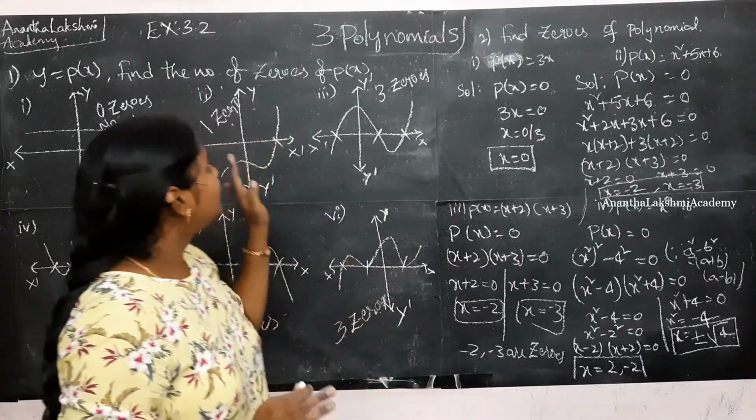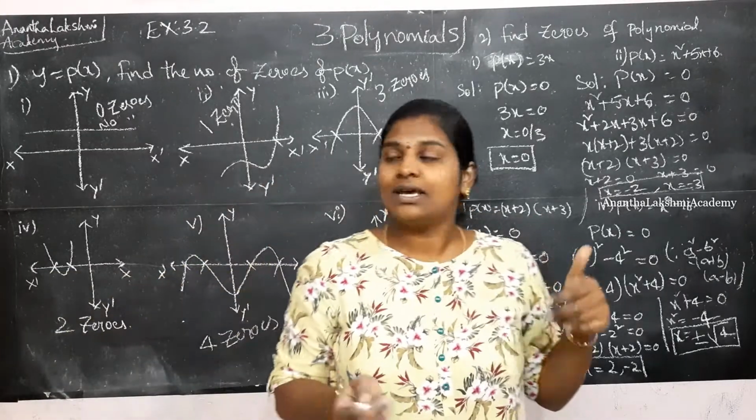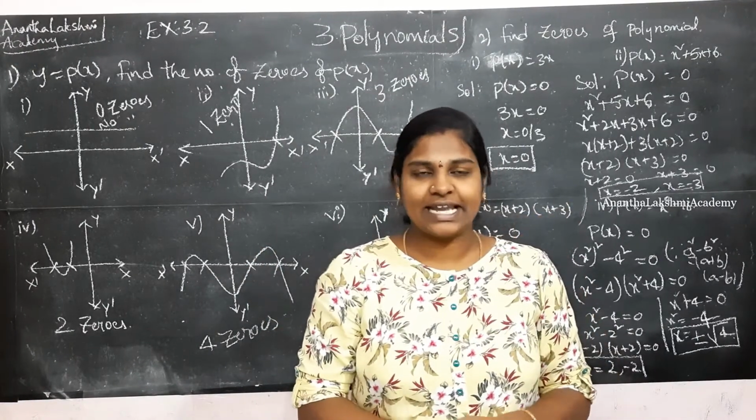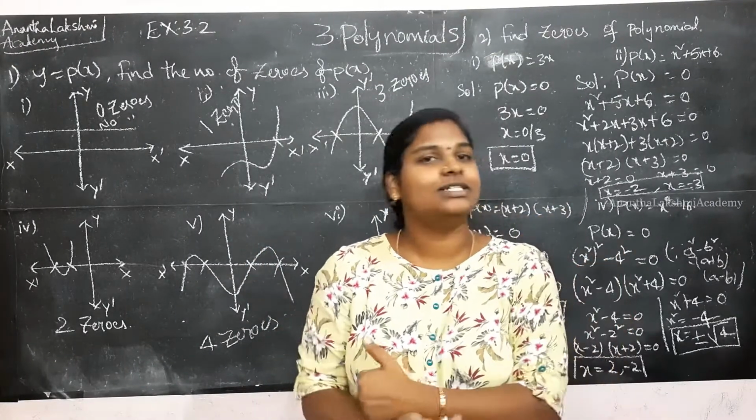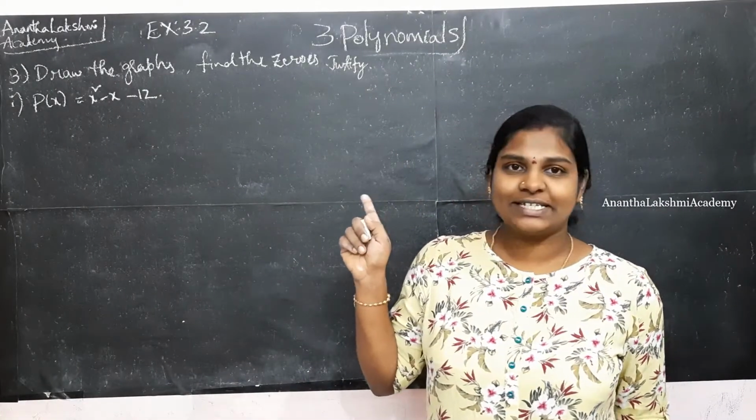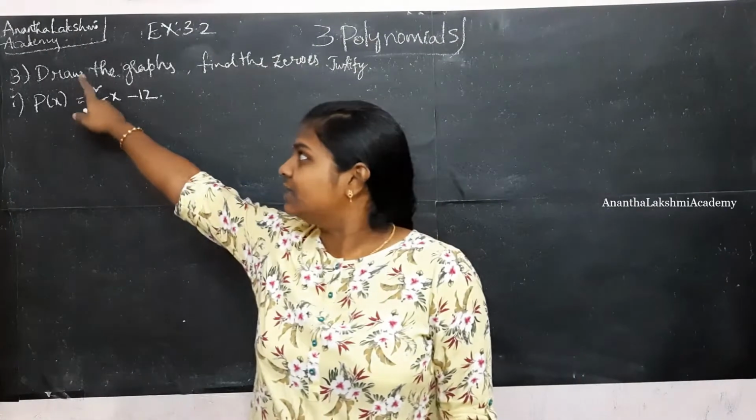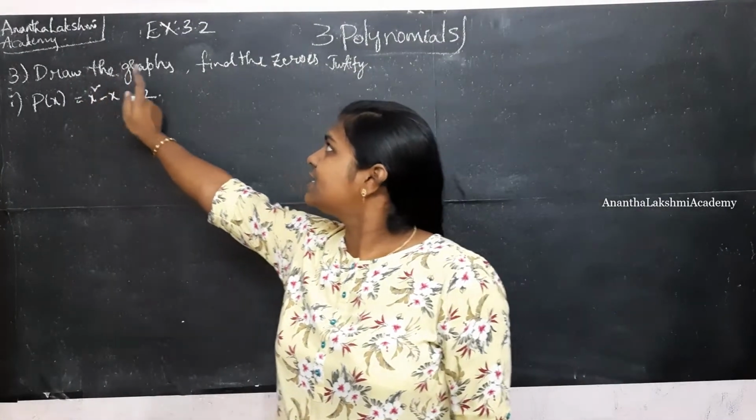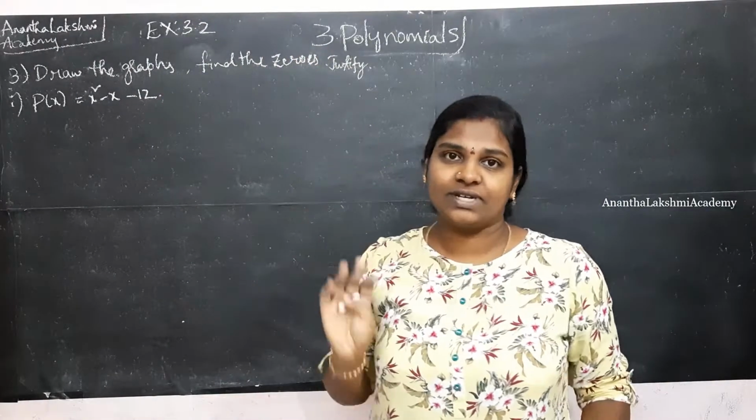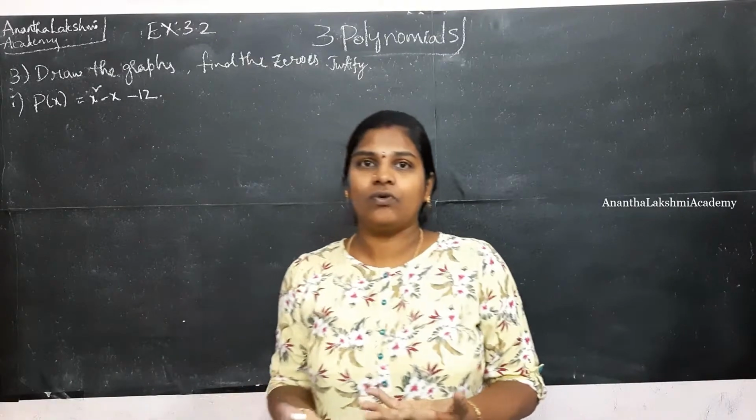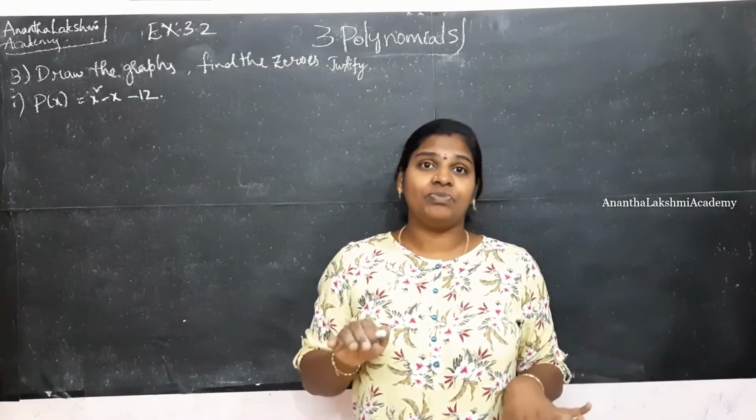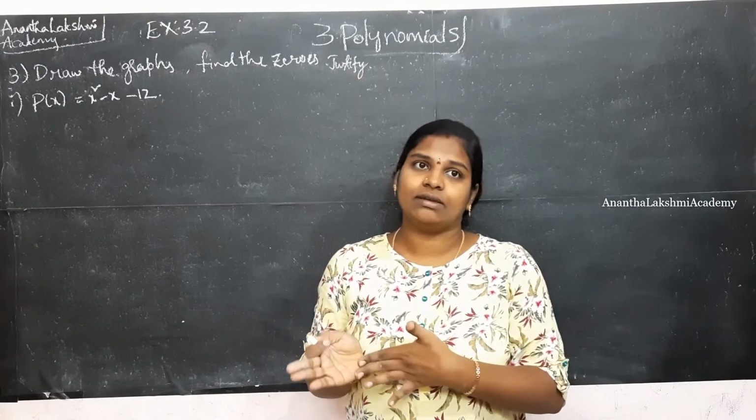So that is about the first and second problems in this exercise 3.2. We are going to deal with the graphs in the next problem. So let's get started with the third problem. Yes, I am ready with the problem listed on the board, the very first one, wherein this is the third problem, first bit. They are asking us to draw the graphs for the polynomials given and find the zeros and justify our answer.